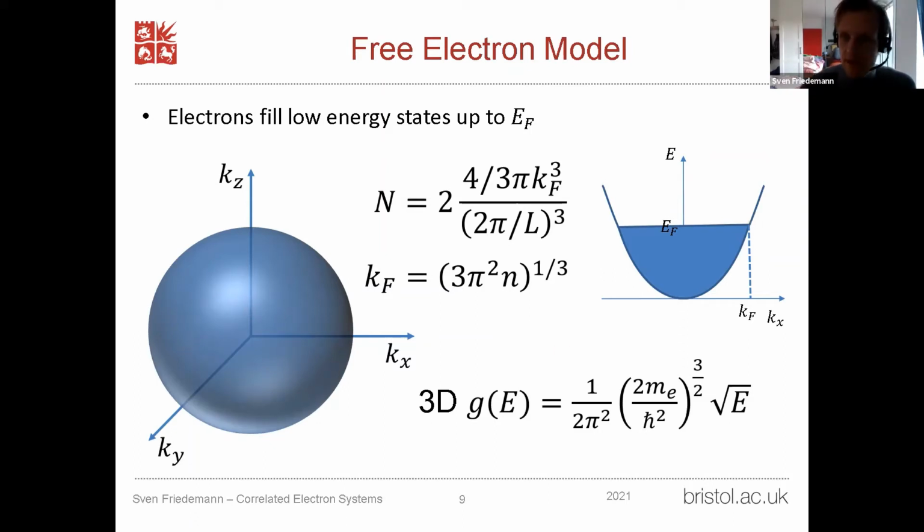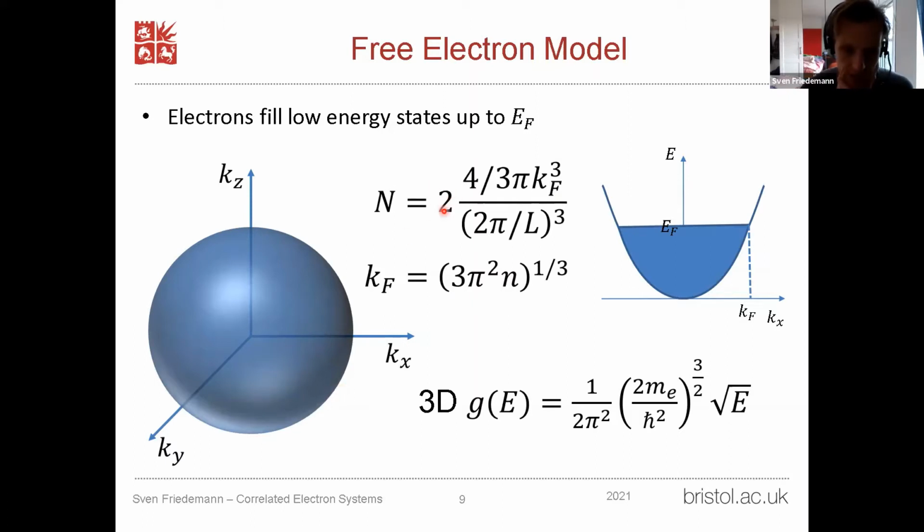Now, this can be used to calculate the density of states, which will be a very important quantity. The way to calculate it is by taking the volume of this sphere, which is 4/3 pi kf cubed, and then we multiply it in addition by 2, because in each bit of this Fermi volume we can put 2 electrons, one with spin up, one with spin down.